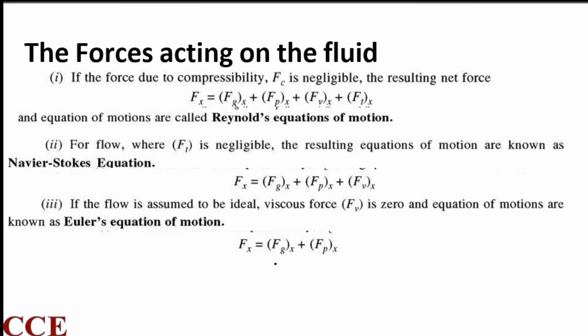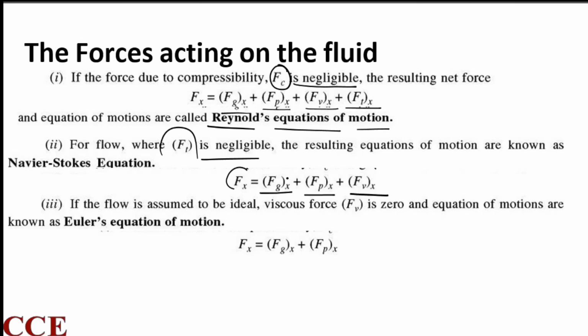If the force due to compressibility Fc is negligible, the resultant net force Fx will be equal to Fgx + Fpx + Fvx + Ftx, that is gravitational force, pressure force, viscous force, and turbulent force. This equation of motion is called the Reynolds equation of motion. Next, suppose the turbulent force is negligible, then the equation changes. We get Fx = Fgx + Fpx + Fvx. This equation is called the famous Navier-Stokes equation.